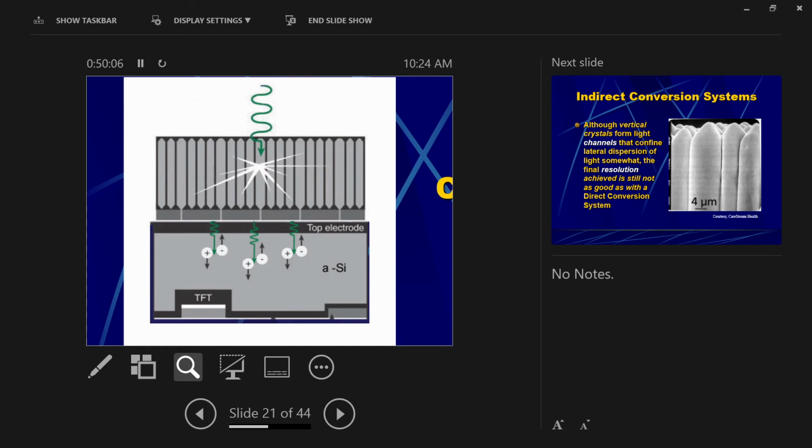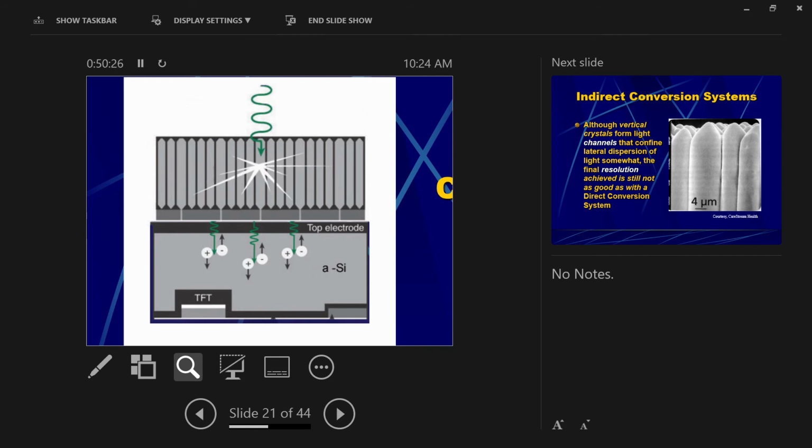Which do you think is more efficient? Probably direct, right? Because there's not an extra step involved. And so you're absolutely right. Direct conversion is more efficient. Indirect conversion is less efficient.